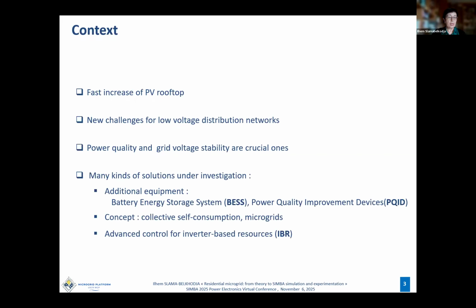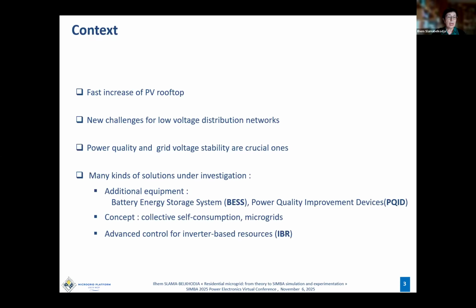So, the context. The fast increase of PV rooftop leads to new challenges for low voltage distribution networks. Power quality and grid voltage stability are crucial ones. Many kinds of solutions are under investigation. They can be grouped into three categories.